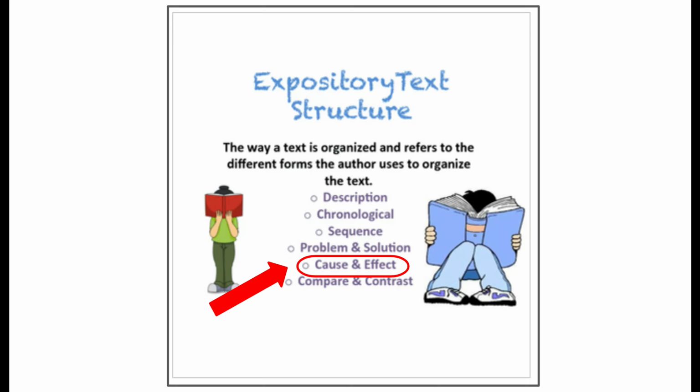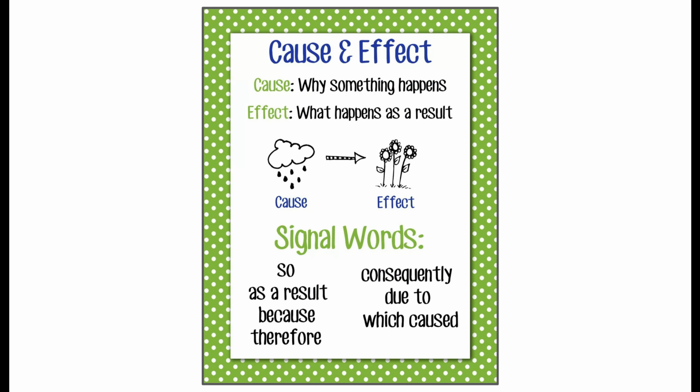There are 5 structures an author can use to organize an expository text. We are going to focus on cause and effect. Why is it important to understand the cause and effect of certain events? Well, science and history authors want to know not just what happens, but why it happens. They show that one event is the cause of another event, and that is called the effect. Cause and effect relationships often form a chain, with the effect of one event becoming the cause of another event.